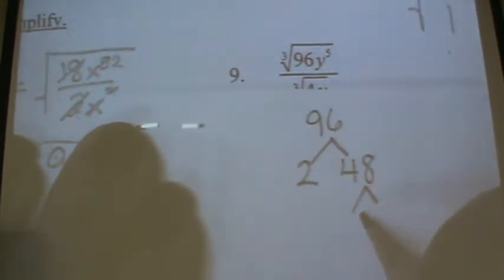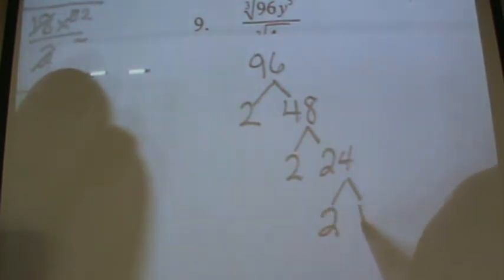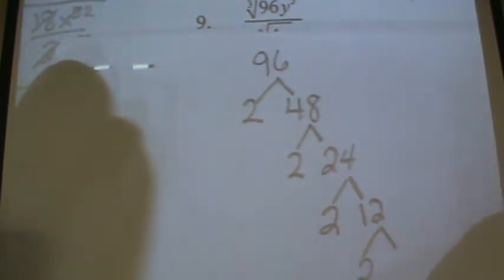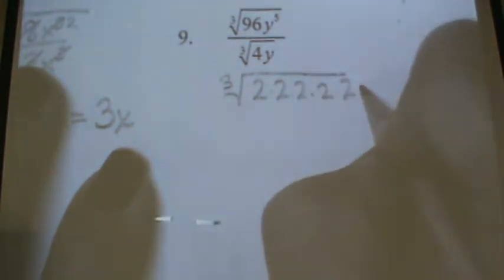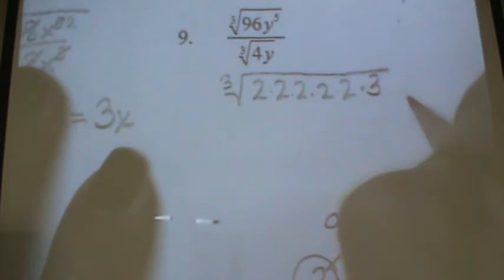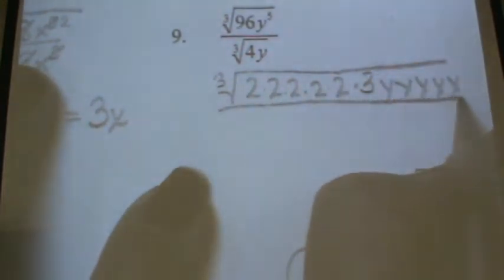48. 48's even. 2 goes into this 24 times. This is even again. 2 goes into this 12 times. 2 goes into 12 6 times, and then 2 times 3. So the number 96 is a combination of 1, 2, 3, 4, 5 2's and a 3. And then you have 5 y's. This is the thought process of doing this.